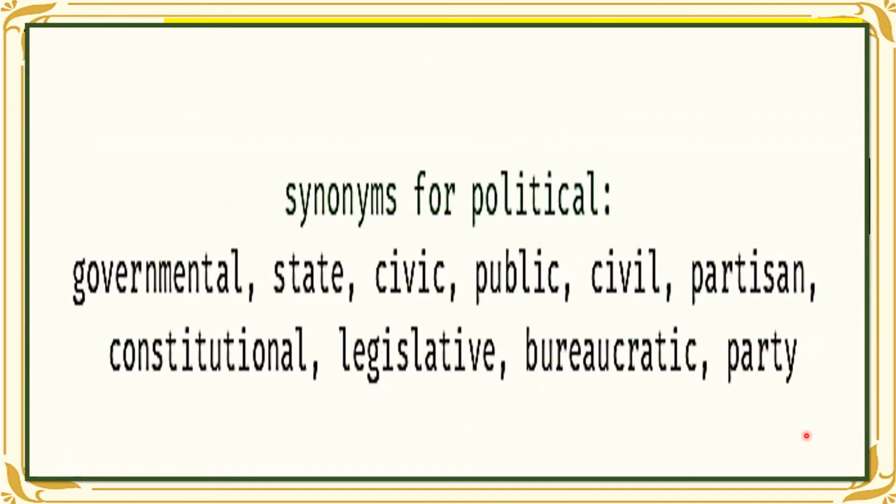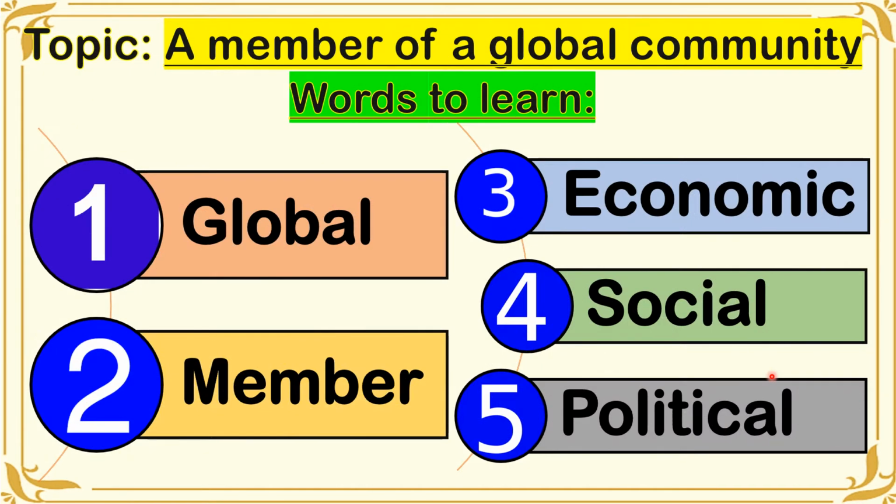And the last word that we have is political. It means governmental, state, civic, public, civil, partisan, constitutional, legislative, bureaucratic, and party. So these are the five words that can help us better understand our topic. Now let's read them again. Global, member, economic, social, and political.